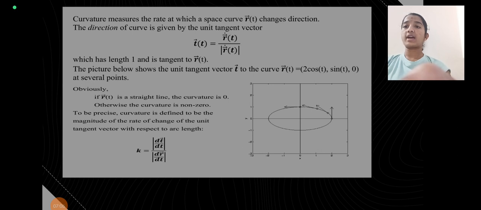Obviously, if r vector of t is a straight line, the curvature is 0. Otherwise, the curvature is non-zero. To be precise, curvature is defined to be the magnitude of the rate of change of the unit tangent vector with respect to arc length. k is equal to mod of dT vector by dt divided by mod of dr by dt.